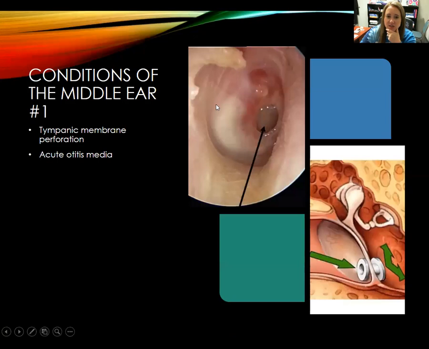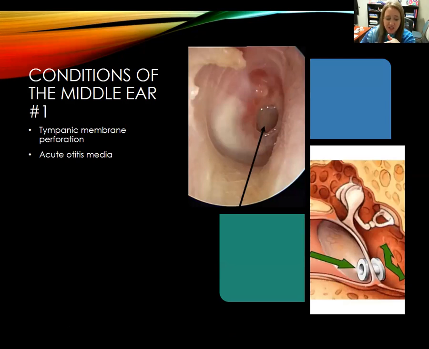Other conditions, or conditions of the middle ear, sorry. Like we said, we can have perforation of the tympanic membrane. This is usually caused either by trauma or infection. When we get infection in there, it can build up pressure from fluid and inflammation, and it can rupture that thin little membrane. So infection is the most common cause. Also foreign objects, like I said, if they get down in there, they can puncture it.